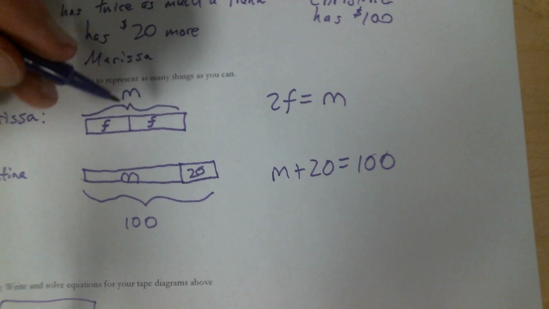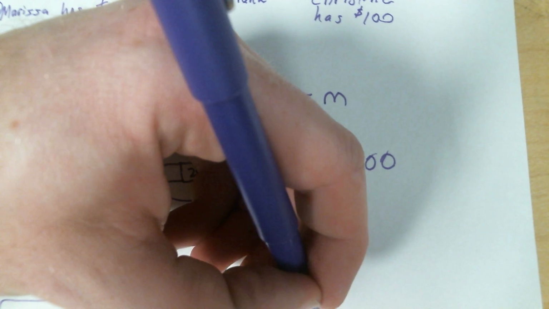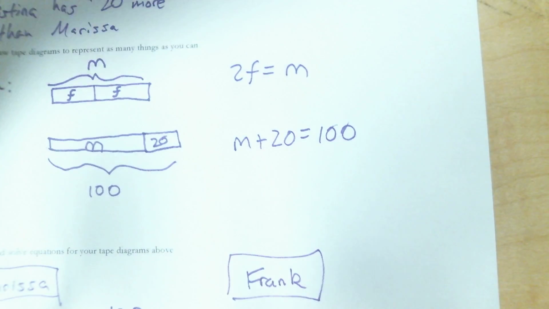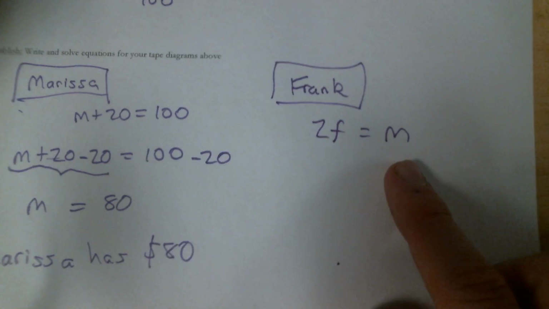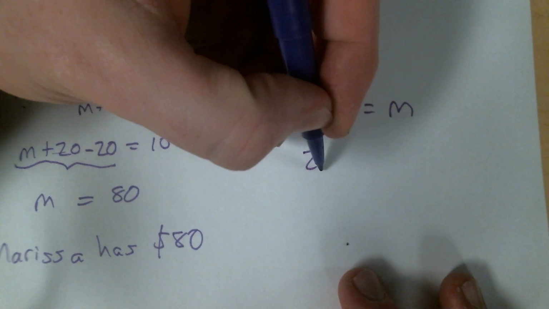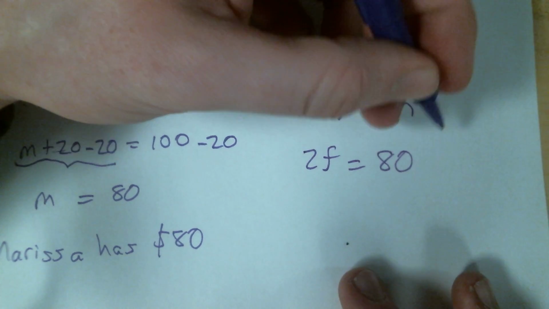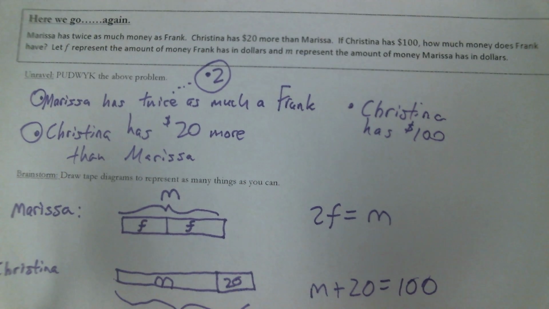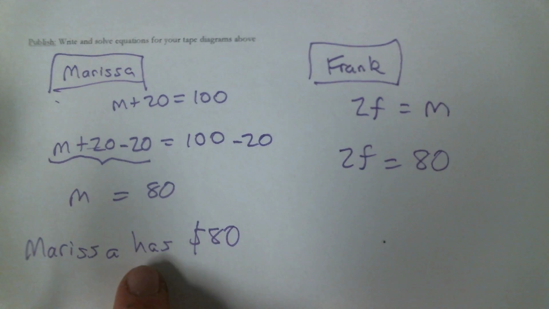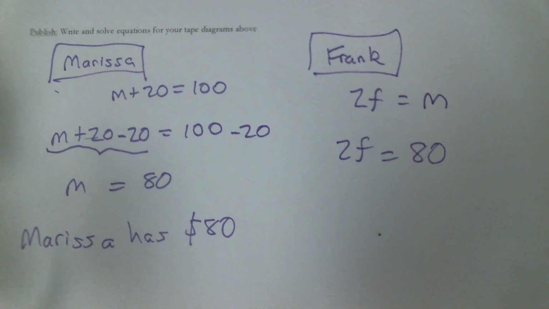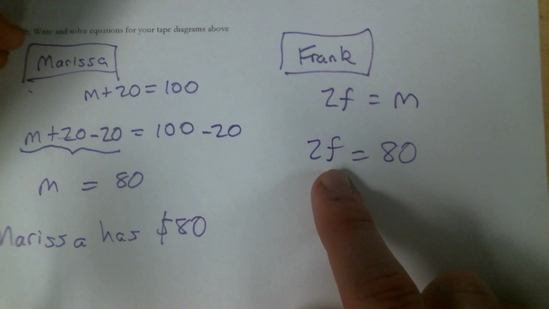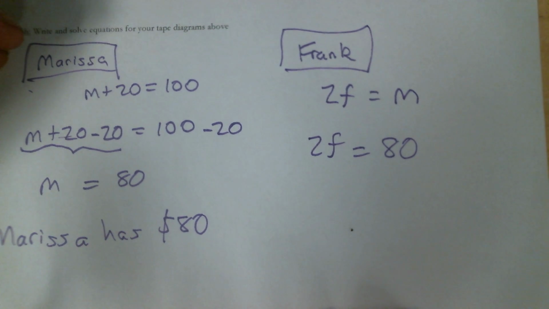Well, let's see. First of all, here's Frank. We can find how much Frank has using this. We know 2 Franks give us Marissa's amount. Now we know what Marissa's is. We just figured out that Marissa has $80. Now let's think about this though. It says Marissa has twice as much as Frank. So if Marissa has 80 bucks, what is that twice as much as? You might know, okay, well, it's just going to be 40. Well, let's double check and see. If we know that, we can solve here, and it should make out to 40.